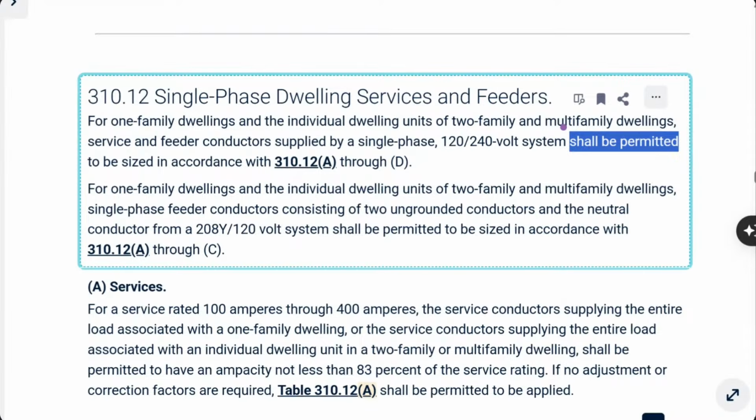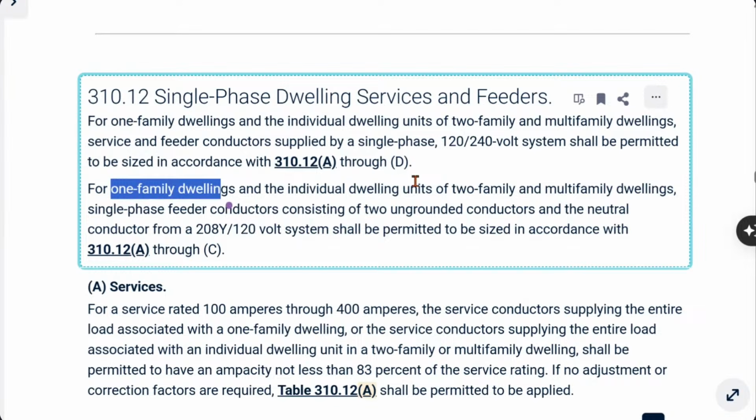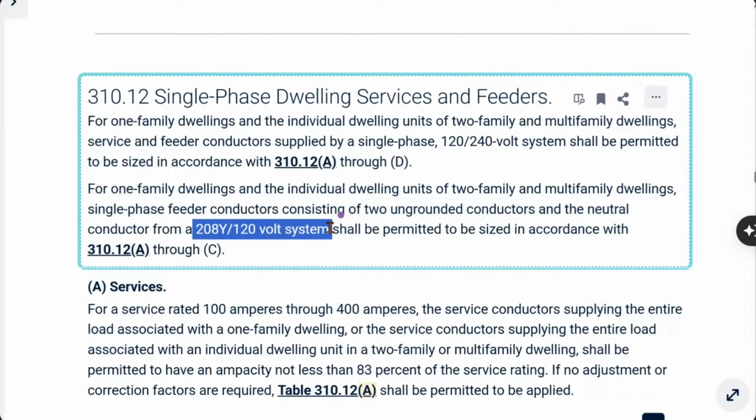Now it says for a one family dwelling and individual dwelling units of two family or multifamily, single phase feeders consisting of two ungrounded conductors and a neutral from a 208Y/120 volt system, which is typically a three phase, but you're not taking all of the phases, right?